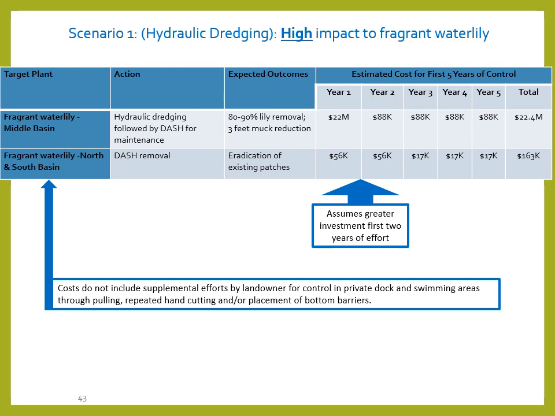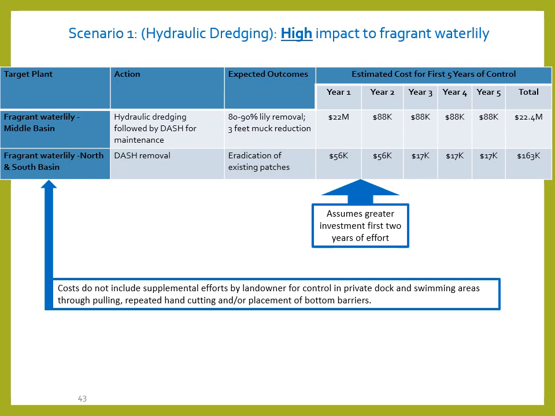In the North and South basins, eradication of fragrant water lily is the management goal, and DASH is the proposed approach for reaching this goal. Cost to achieve this goal in the North and South basins is estimated at $56,000 for the first 2 years and $17,000 in years 3 to 5. It should be noted that these costs do not factor any supplemental efforts by landowners for control around private docks or swimming areas.